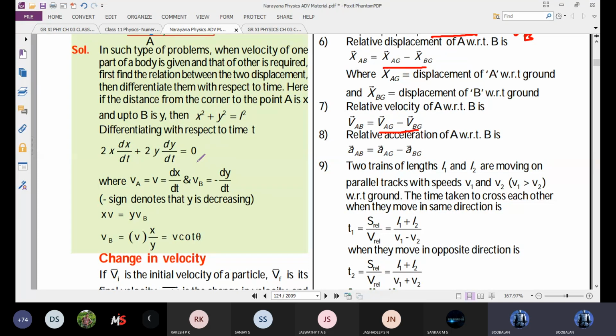For a problem question, write the given values, all the given values. Next, the formula. After the formula, apply the values. Next, the final answer with the SI unit.